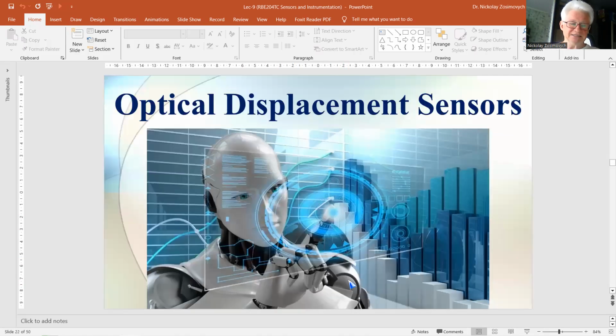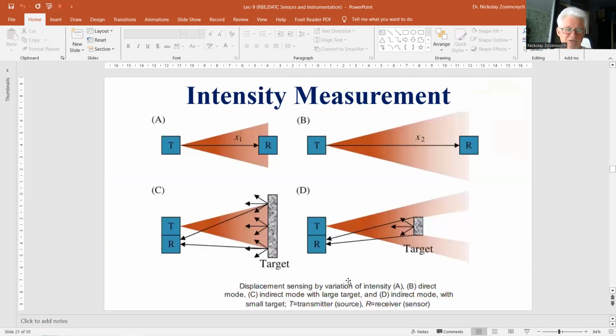And now let's start another subtopic of today's lecture. It's called optical displacement sensor. A simple, though rather inaccurate method to measure displacement is based on the inverse quadratic law. The light intensity from a point source decreases with the square of the distance. We distinguish two possible modes, the direct and the indirect mode.